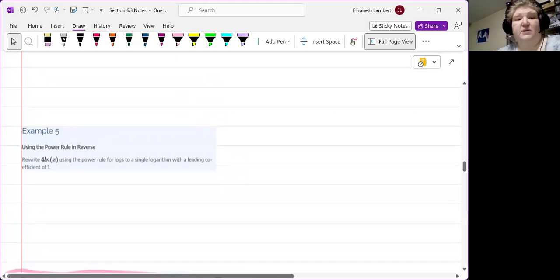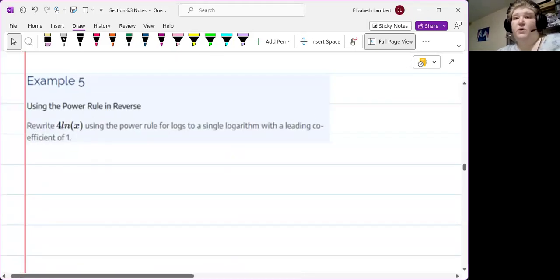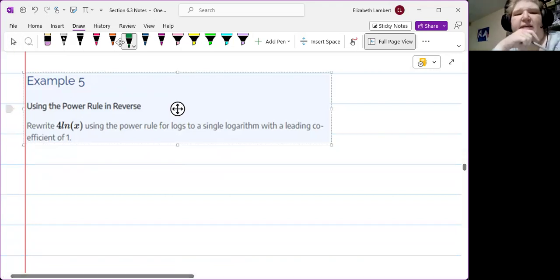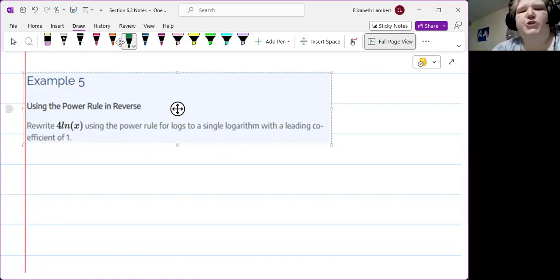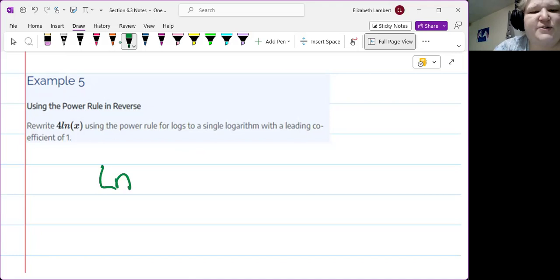And now a little preview of compressions. So 4 natural log of x, and it wants you to rewrite this as a single logarithm with a coefficient of 1. All right, so I don't want the 4 there anymore. The only equivalent expression is using the power rule, so I'm powering back up. So this is equal to the natural log of x to the 4th. And that's it.